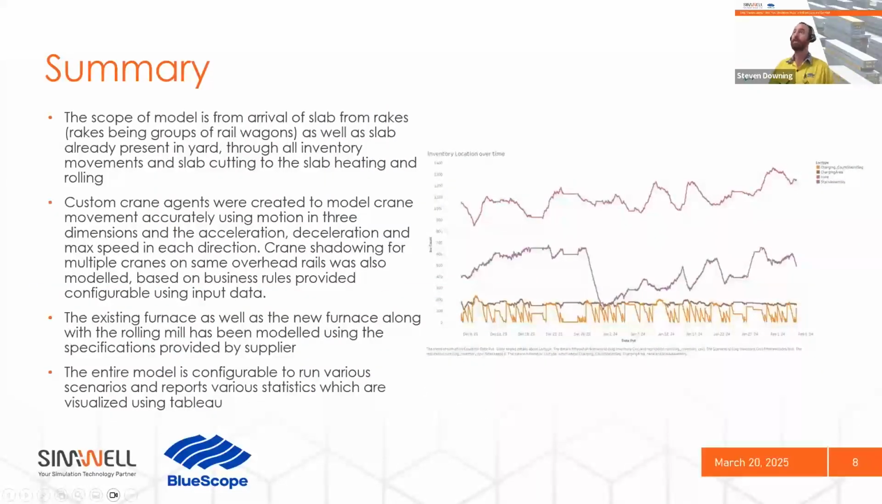So to summarize, the scope of the model is from the arrival of slab from our slab caster all the way through all the various process steps to the heating and actual production of a slab into plate. It's all simulated within the one model. A critical step on that is how the cranes operate. They are, I guess, the heart of this model, and making sure that those are representative of real operating conditions, specifically the way our cranes shadow.